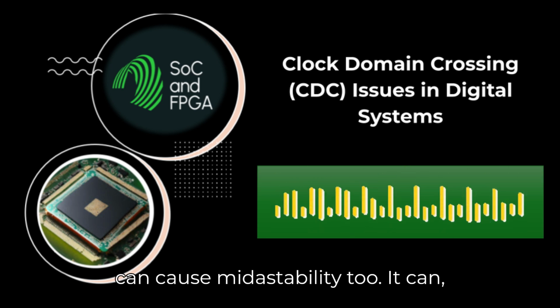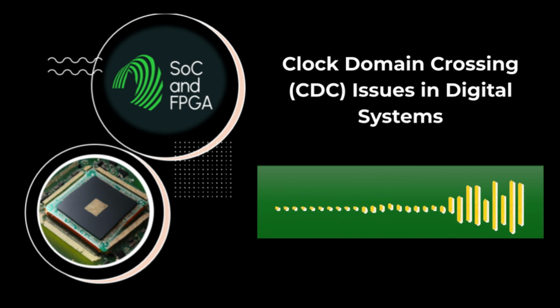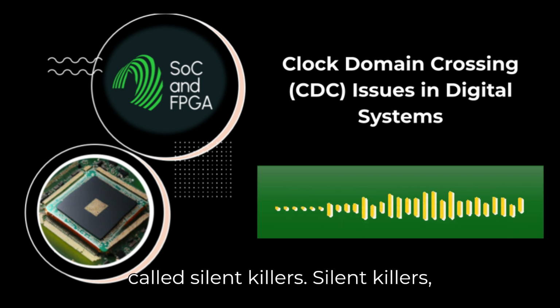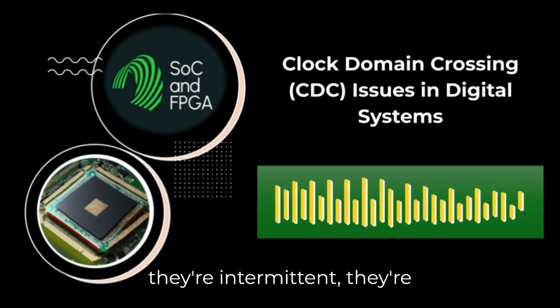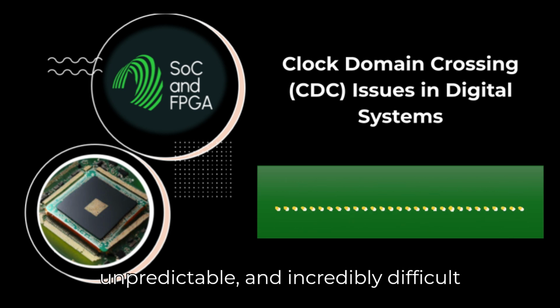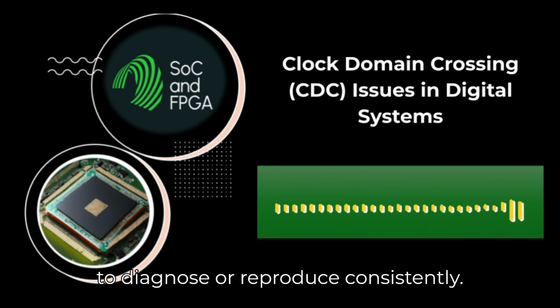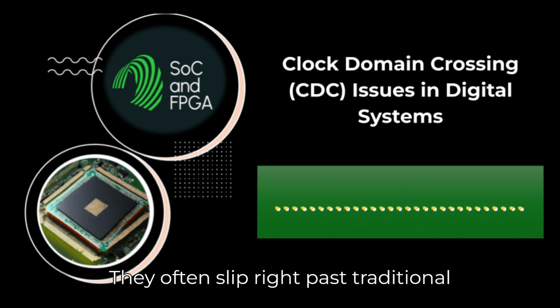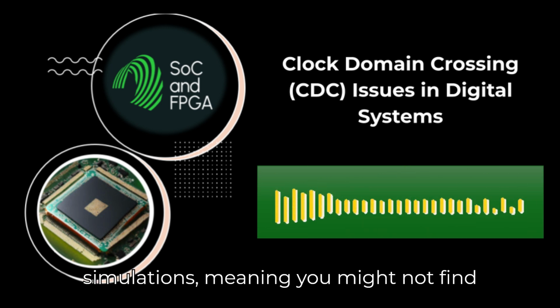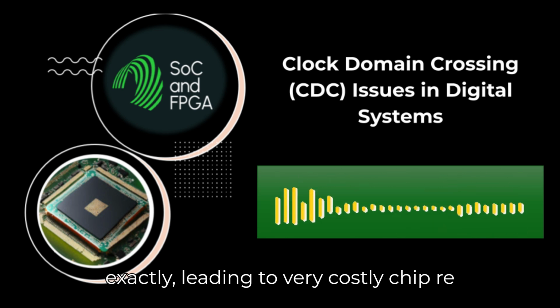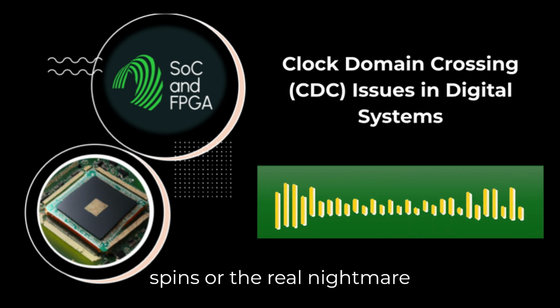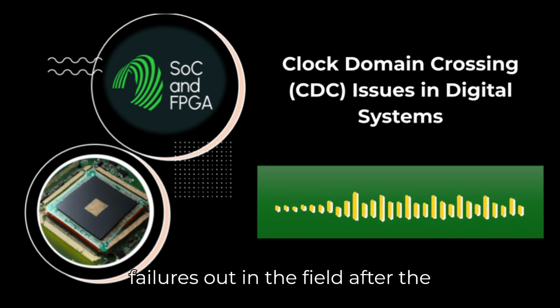So a glitch can cause metastability too. It can. Which is why these CDC bugs are often called silent killers. Silent killers, because they're hard to find. Because they're intermittent, they're unpredictable, and incredibly difficult to diagnose or reproduce consistently. They often slip right past traditional simulations. Meaning you might not find them until the chip is actually made. Exactly, leading to very costly chip respins or, the real nightmare, failures out in the field after the product is shipped.